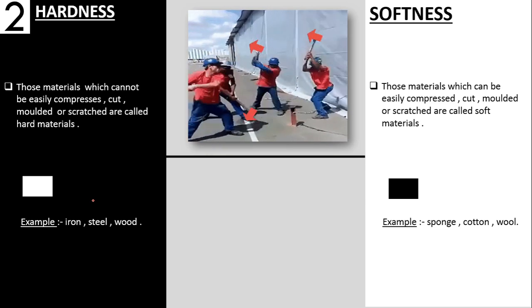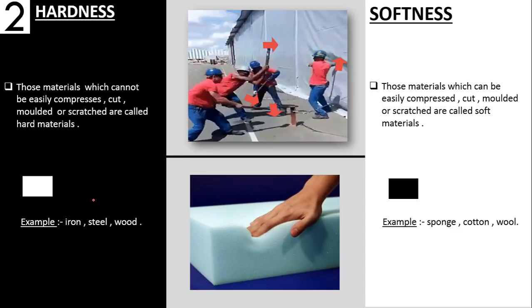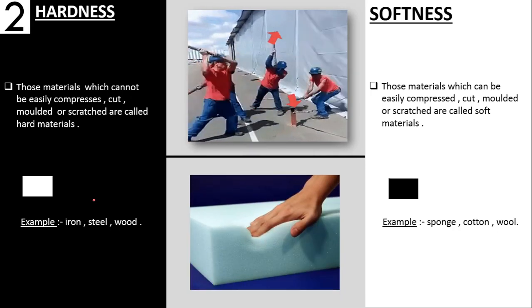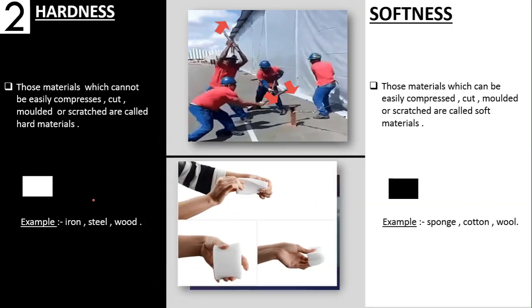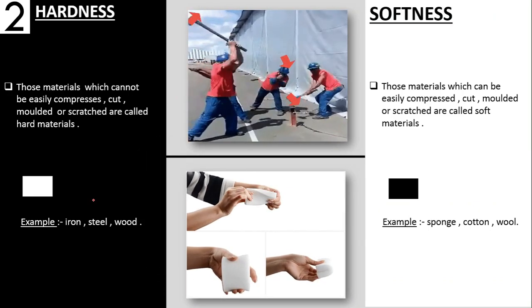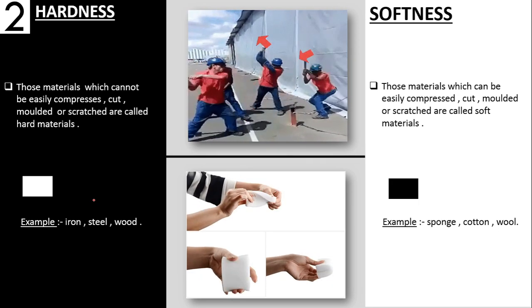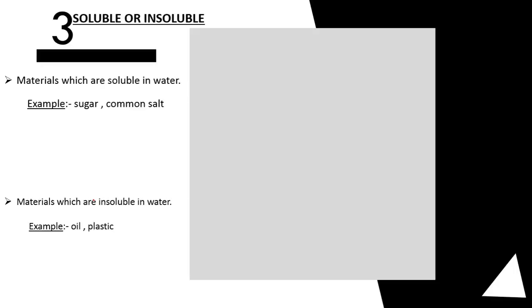The second one is those materials which can be easily compressed, cut, molded or scratched, called soft materials. Example: sponge, wool, cotton.